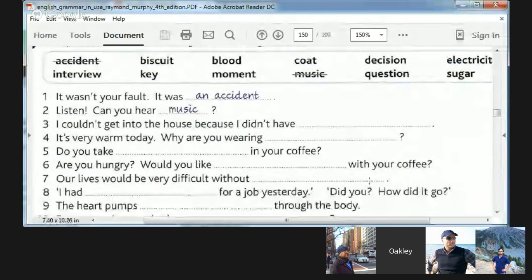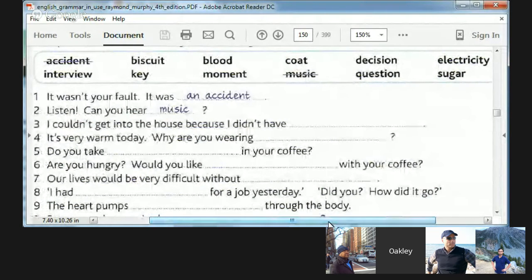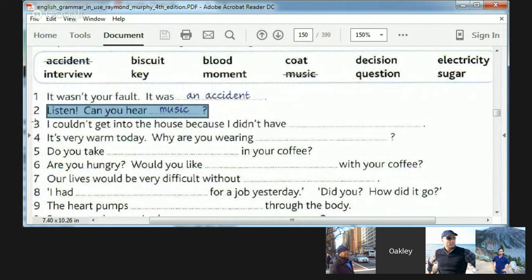let's try something a little bit different here. A little fill-in-the-blank exercise. Just read the sentence and choose what you think is the proper word. For example: It wasn't your fault. It was an accident. Listen, can you hear music? Number 3.